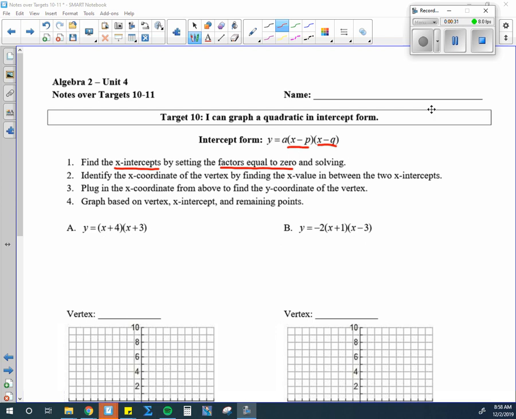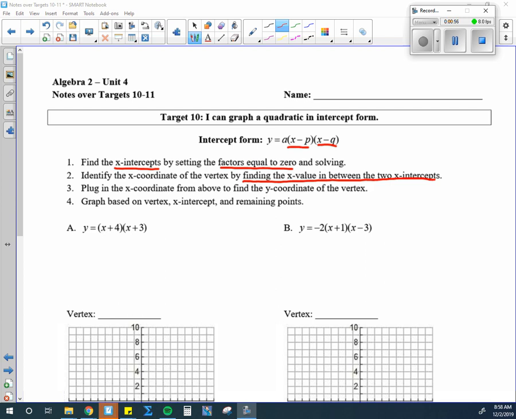So remember, in both of our other forms, finding the vertex is the most important thing that we need when graphing a quadratic. So to find the x value of the vertex, we are going to find the x value in between the two x-intercepts. So we're going to basically have our two x-intercepts. We'll count into the middle to find where that x value is that's halfway in between them. That's the x value of the vertex.